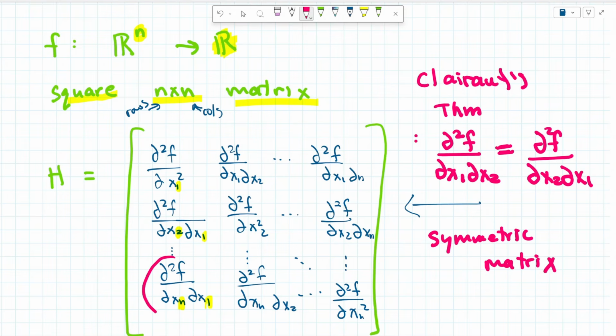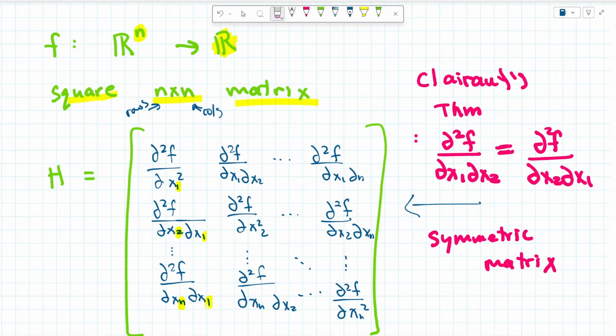We can see here that this value is going to be symmetric with this value, for example, because it doesn't matter if you calculate the nth derivative first versus the first one. So that's a little bit of an evaluation hack right there. Again, the main thing I want you to get out of here is that the Hessian matrix is the collection of second order partial derivatives. You can think of it as the derivative of the gradient.